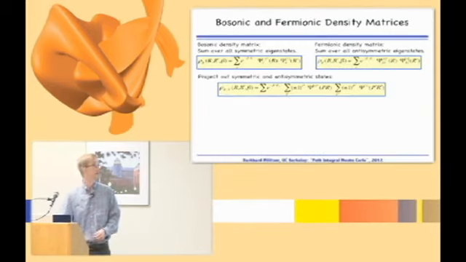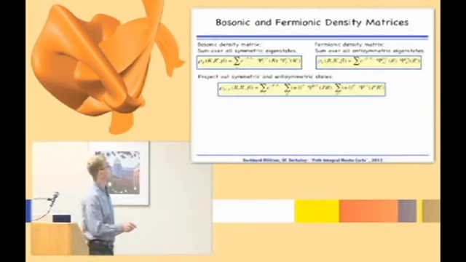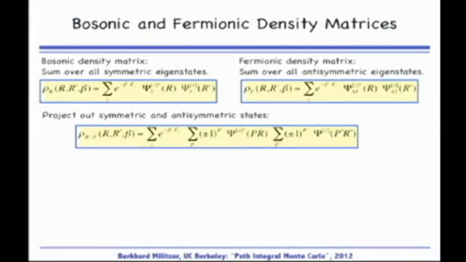So how can we do that? There's a simple trick: we can project out symmetric or anti-symmetric states by introducing a sum over permutations on the eigenstates of the distinguishable particle system. So if you have the eigenstates without worrying about bosonic or fermionic effects, you just stick the sum of all permutations in here, and your sum over permutations R prime here, and as a result, you're projecting out only those states that are either symmetric or anti-symmetric. For fermions, you have a minus sign, and for bosons, you have a plus.